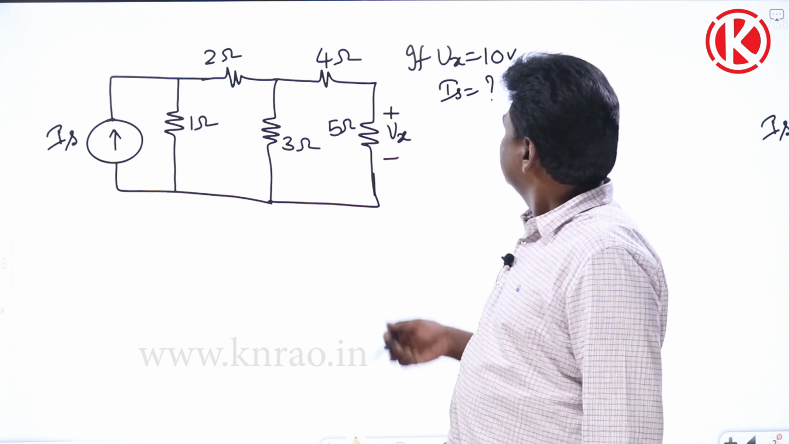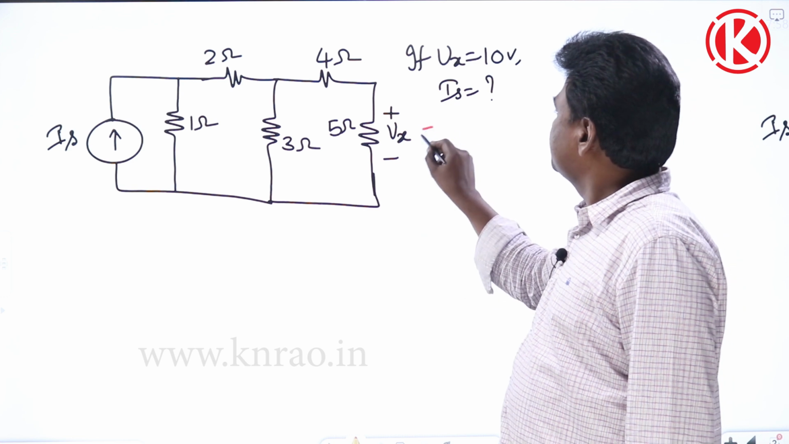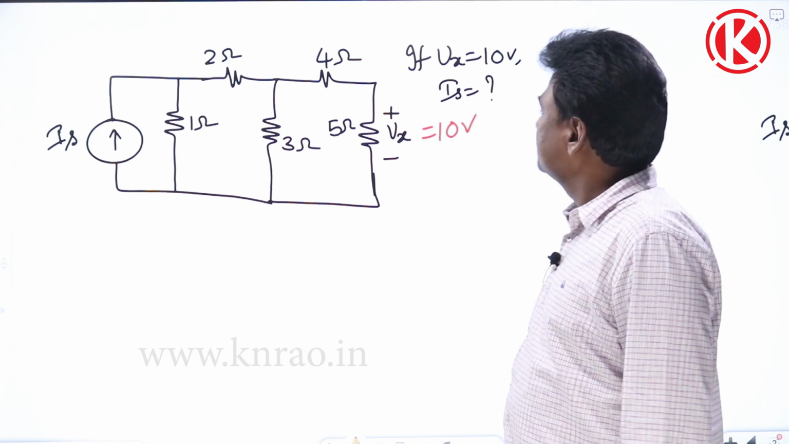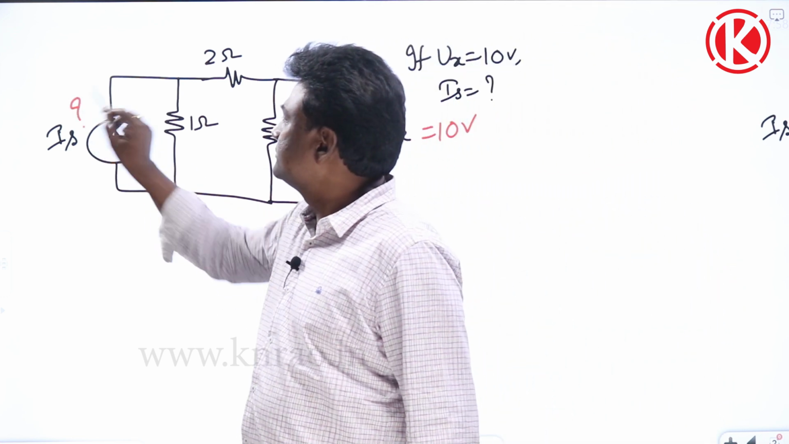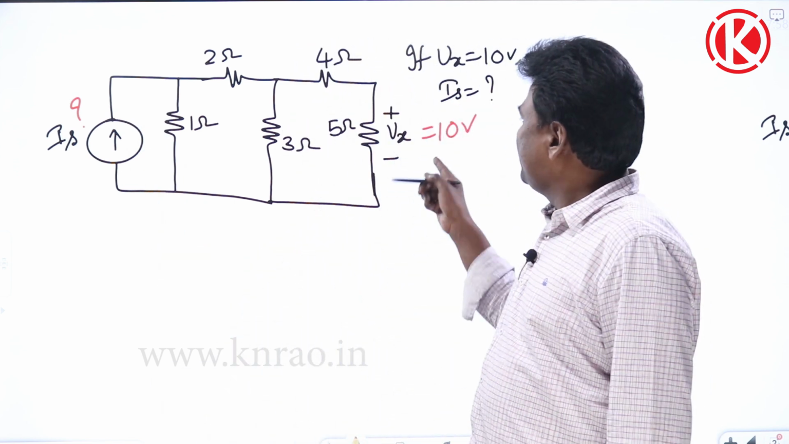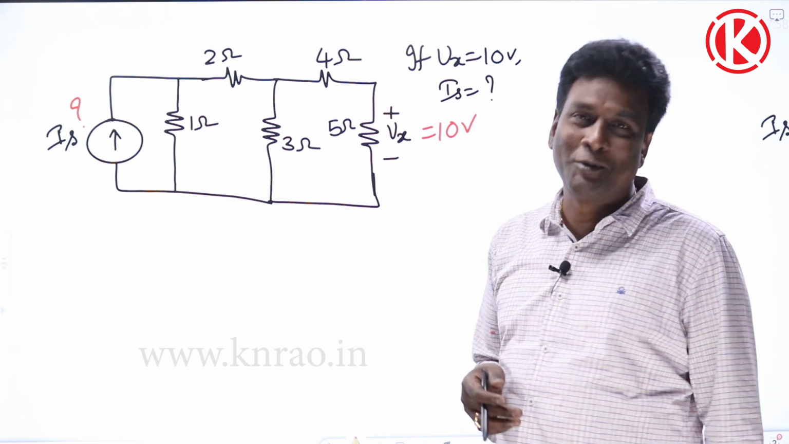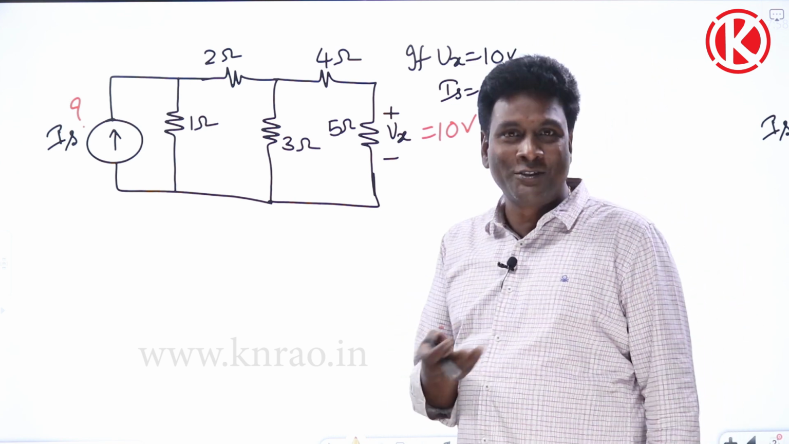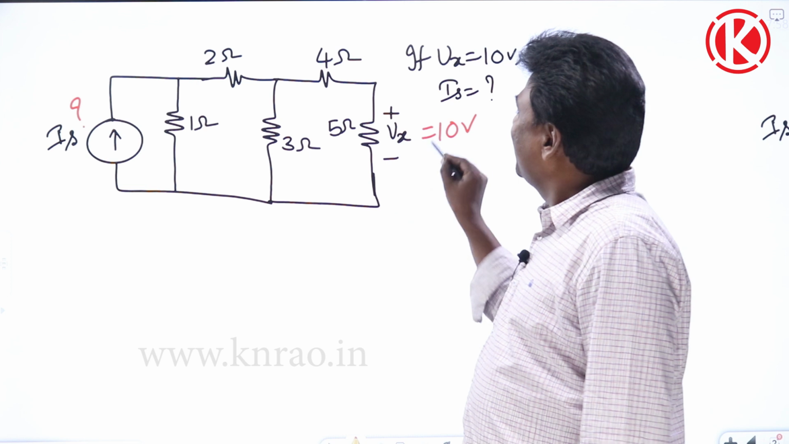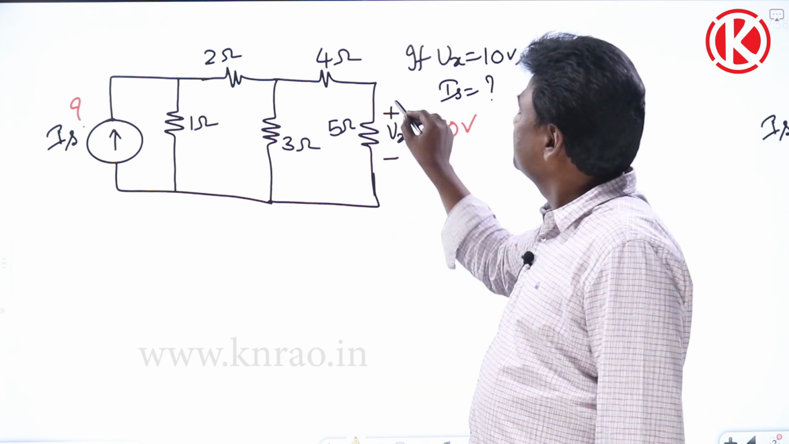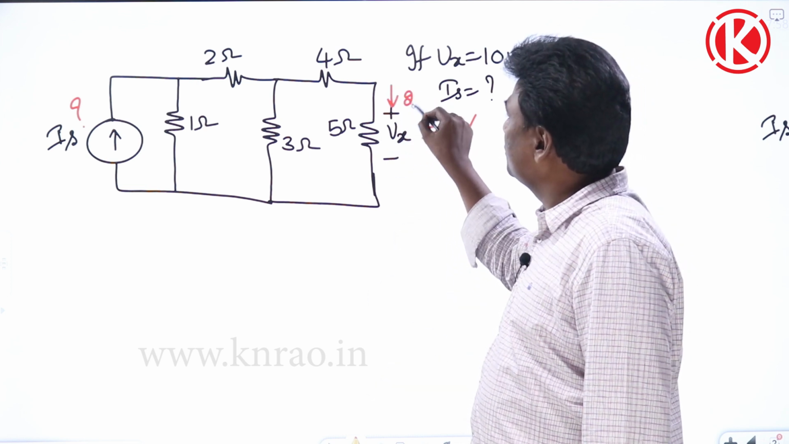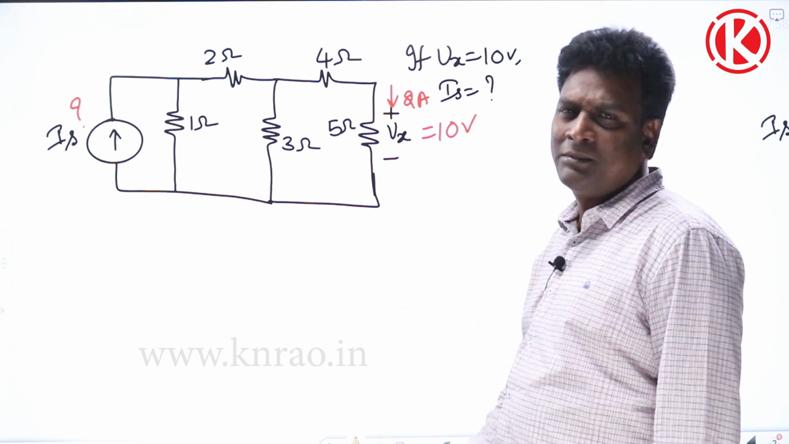See, if Vs equal to 10 volts, Is is how much? It's actually a very simple question, diploma guys also will be able to do. Our engineering first year students also will be able to do. Anyway, 10 volts, 5 ohms. In this, how much current would flow? 2 amperes, 10 by 5.